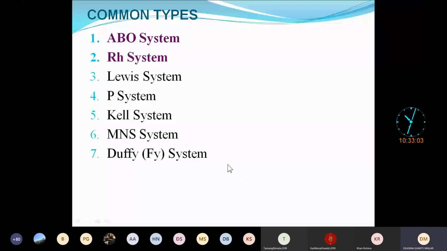If you don't remember the others, but if you remember the whole thing, that's good. But even if you don't, you must answer ABO and Rh system. So many times I have asked the students, they tell Kell, Duffy, but first you have to say the ABO system, the normal system you should say, not the abnormal one.